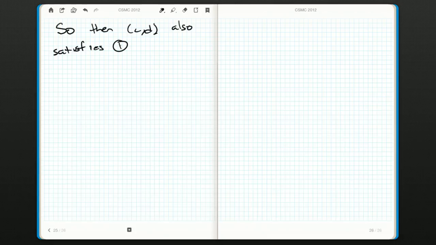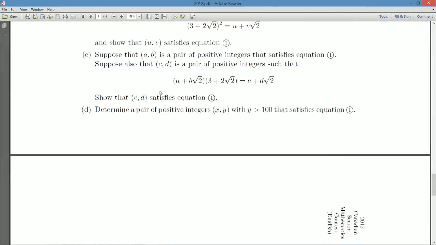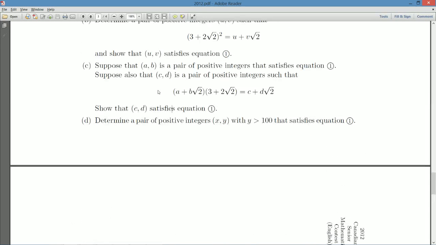So that also satisfies equation 1. Okay, very nice. D, which is the last part of this question: determine a pair of positive integers x and y with y greater than 100 that satisfies equation 1.